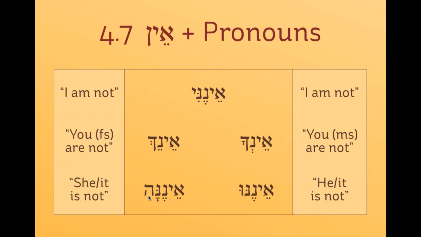Notice here there is no mapik in the he. What this shows is that you can have the feminine singular third person attached pronoun that does not have a mapik in the he. But if there is a mapik in the he, 90% of the time that's going to be marking that as the attached pronoun.